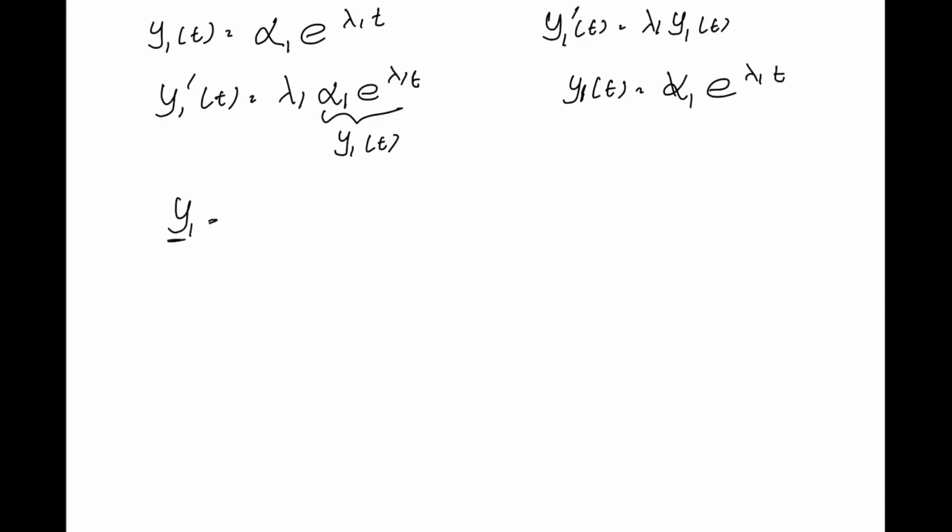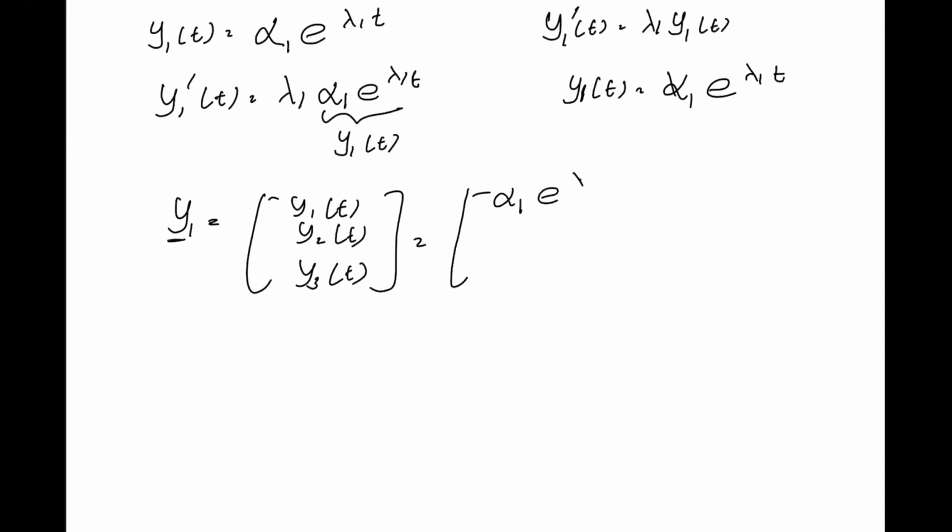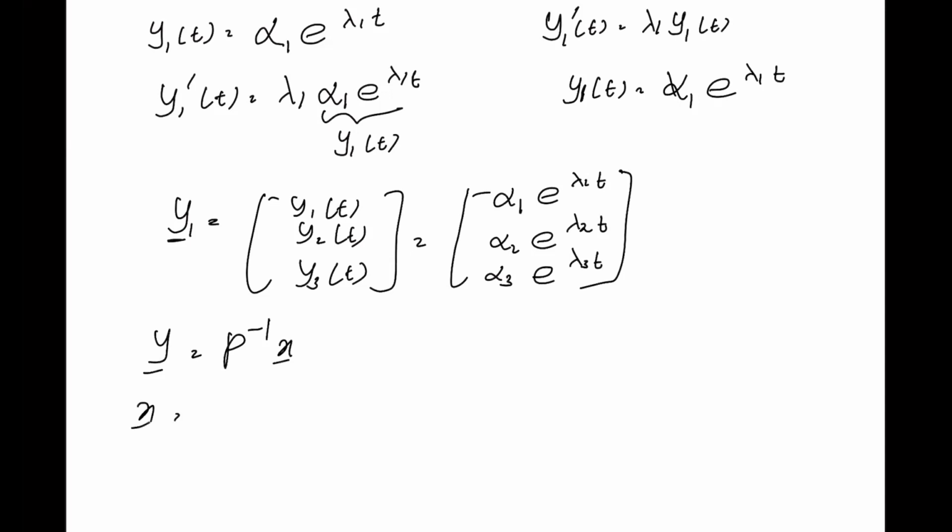In the meantime, you can also write your solution: the Y vector is Y1T, Y2T, and Y3T. You can easily write the solution as alpha 1 e to the power lambda 1T, in the same way alpha 2 e to the power lambda 2T, and alpha 3 e to the power lambda 3T. This is the solution for my Y vector. But I know my Y vector is P inverse X, so my X vector is P times Y, because I have to multiply both sides by P, and then this cancels out.